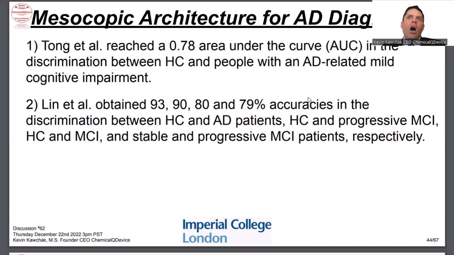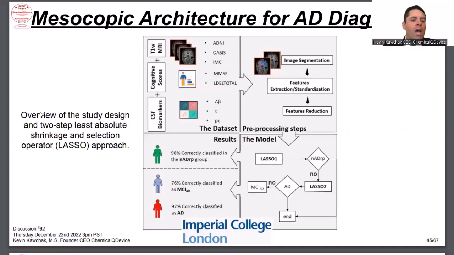So if you have mild cognitive impairment, if you're stable, you're less likely to form Alzheimer's disease symptoms. If you're progressive, you're more likely to. So your accuracy kind of goes down between those two. So the overview of all this is basically their lasso approach.